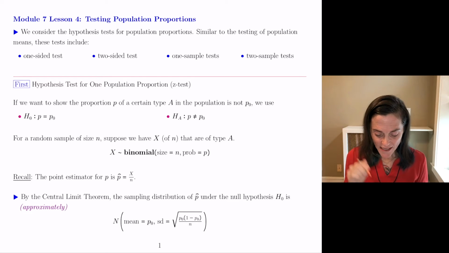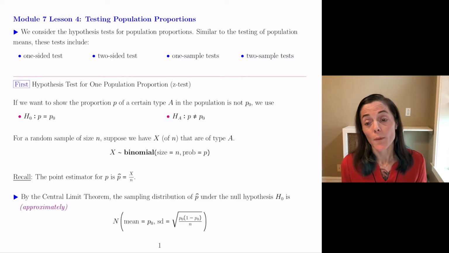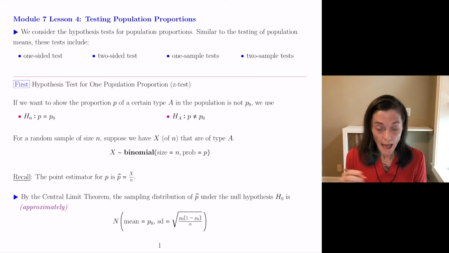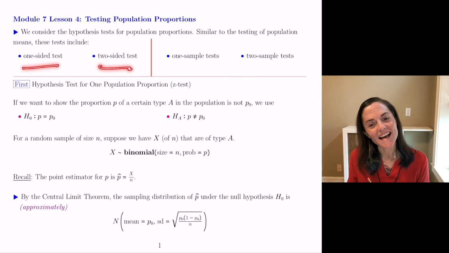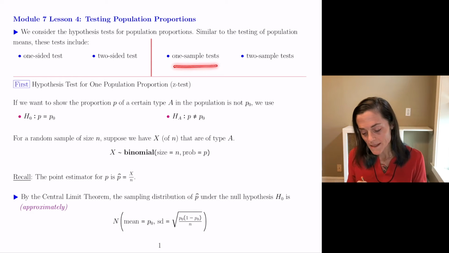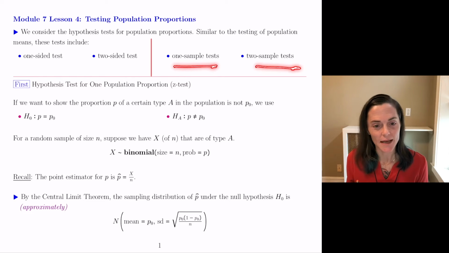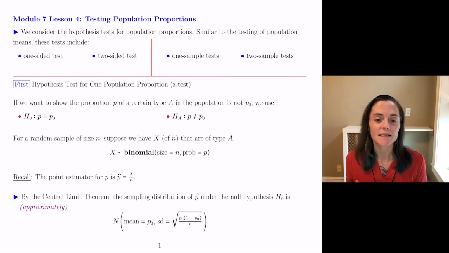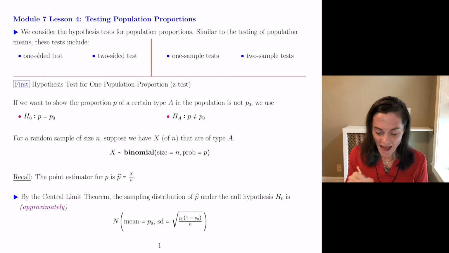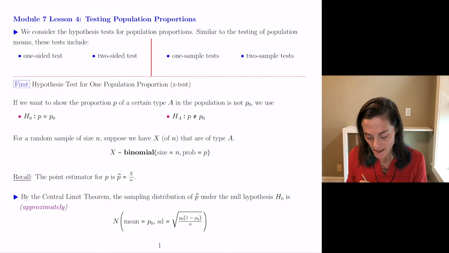So we consider hypothesis tests for population proportion. We have both a one-sided and two-sided test. We have both one sample tests and two sample tests. So first, let's discuss a hypothesis test for one population proportion, and this is what's called a z-test.